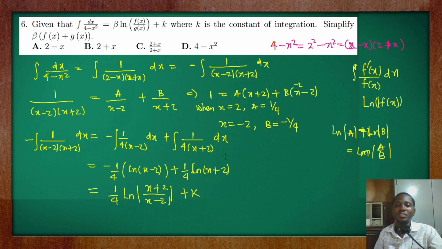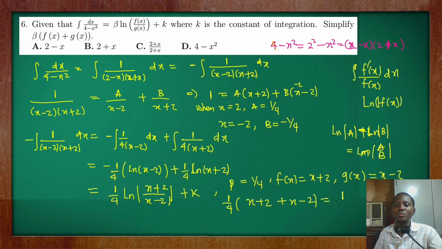All right, so what do you notice? That means my beta is what? 1 over 4. My f of x is what? x plus 2. And my g of x is what? x minus 2. So I'm asked to evaluate beta, that's 1 over 4, multiplied by f of x, that's x plus 2, plus g of x, that's x minus 2. What do you notice? We have 1 over 4 multiplied by, now 2 minus 2 will give us 0, and x plus x will give us what? 2x. So I'm going to have this result to be x over 2.